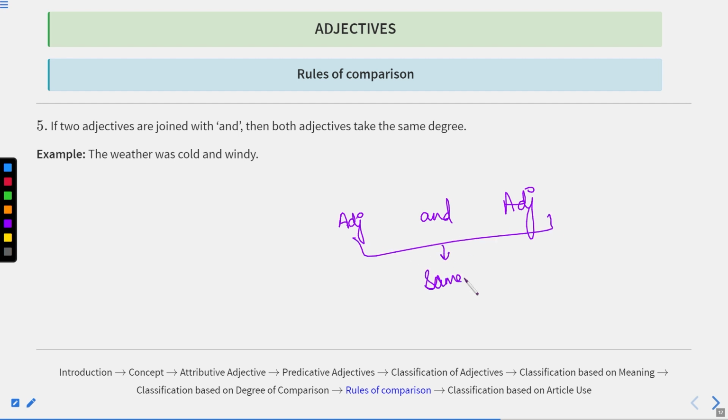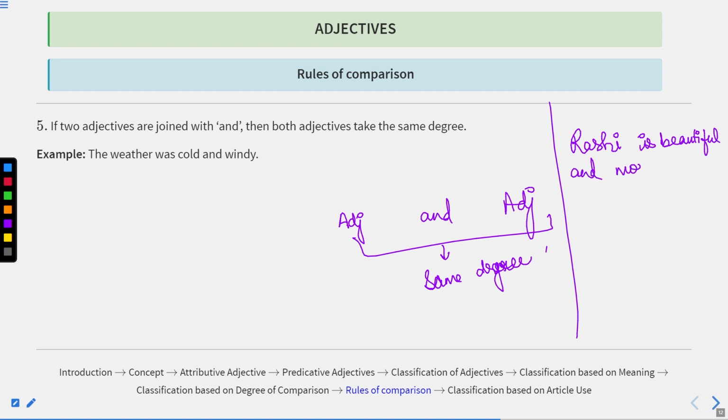Okay, we cannot make one comparative degree and another positive degree. They should be of the same degree of adjectives. For example, if I say Rashi is beautiful and more intelligent than Ria. Now in this sentence, do you feel that this sentence is correct?